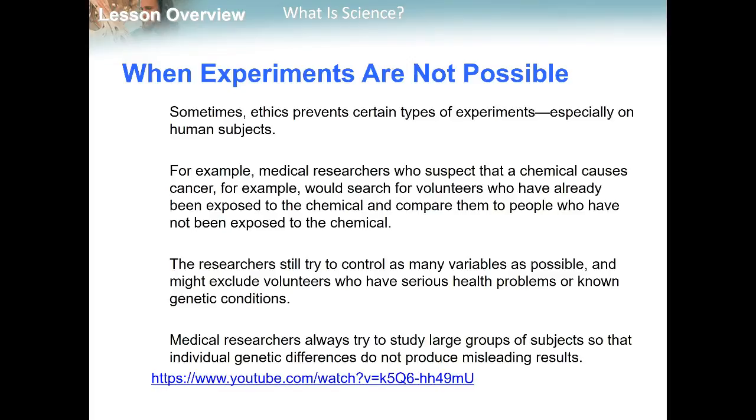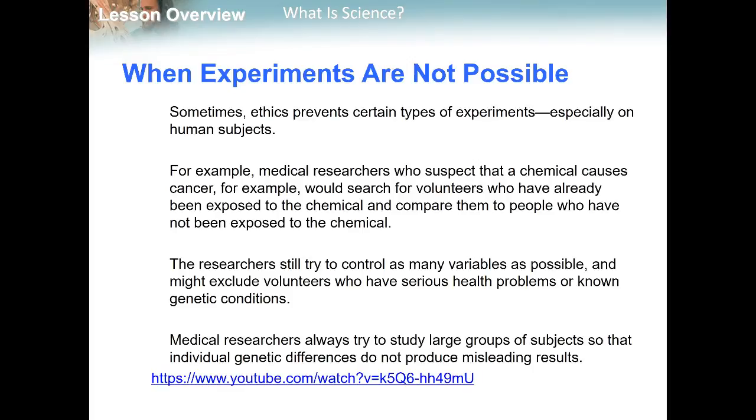And we're going to take a look at a video on here. We also have to worry about some things like ethics. Ethics prevents certain types of experiments, especially when human subjects are concerned. So we need to be careful with that. And you might hear of blind studies and double-blind studies that are done with humans. But they sign waivers because you really can't test on a human unless they're willing.